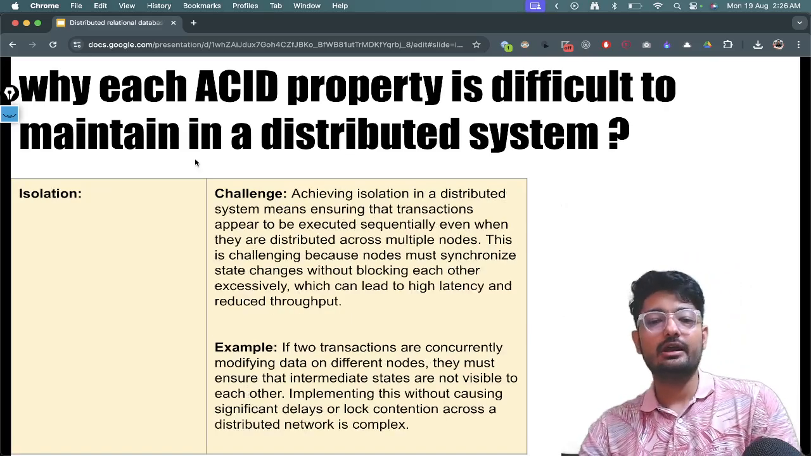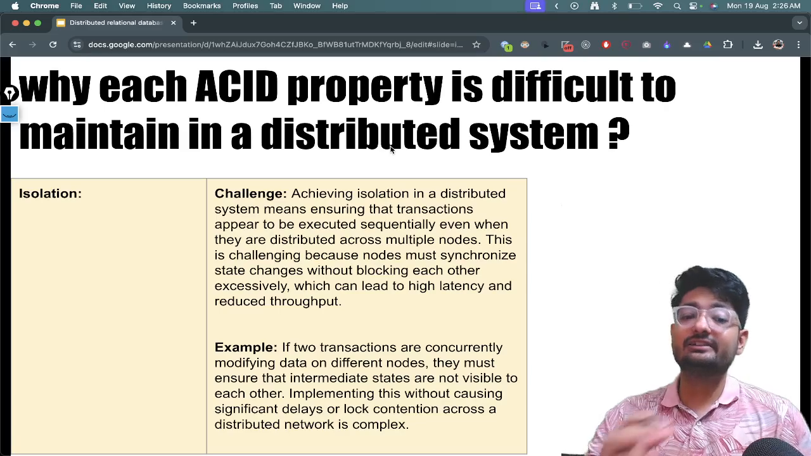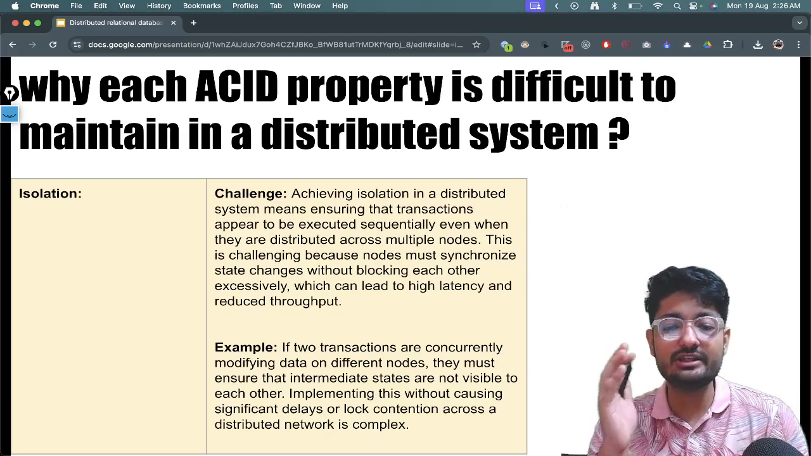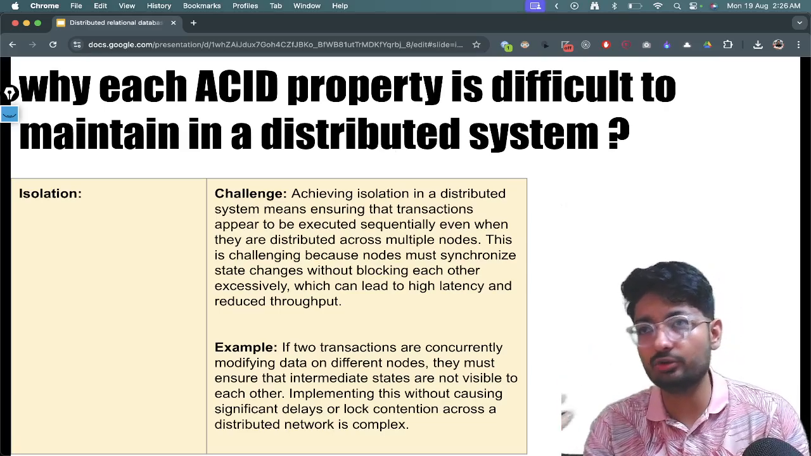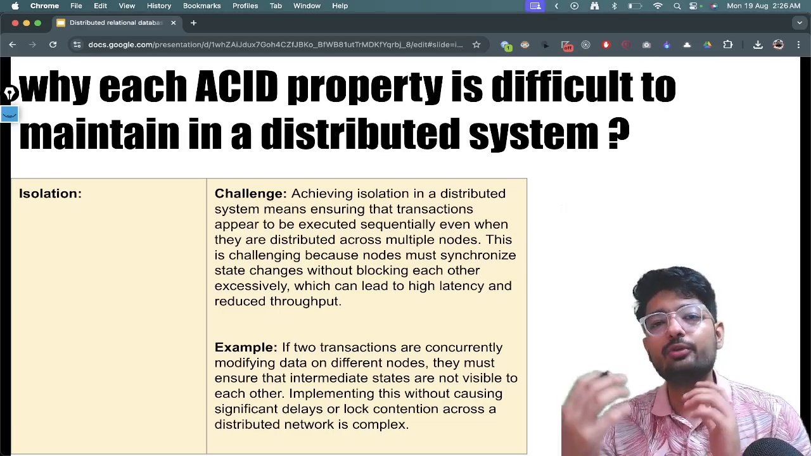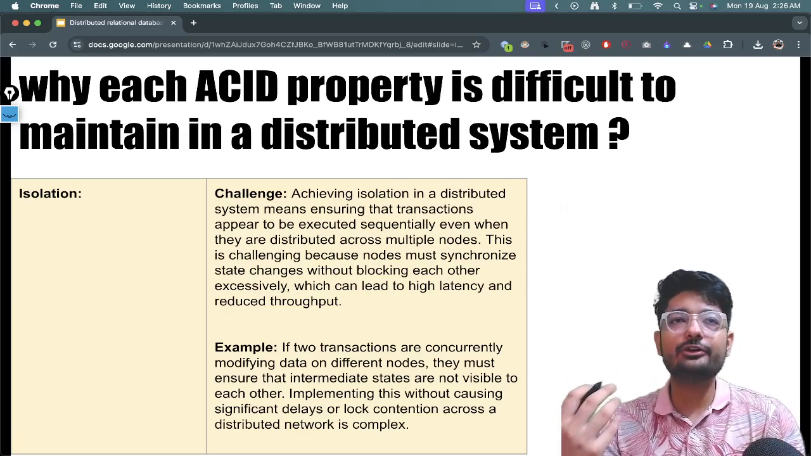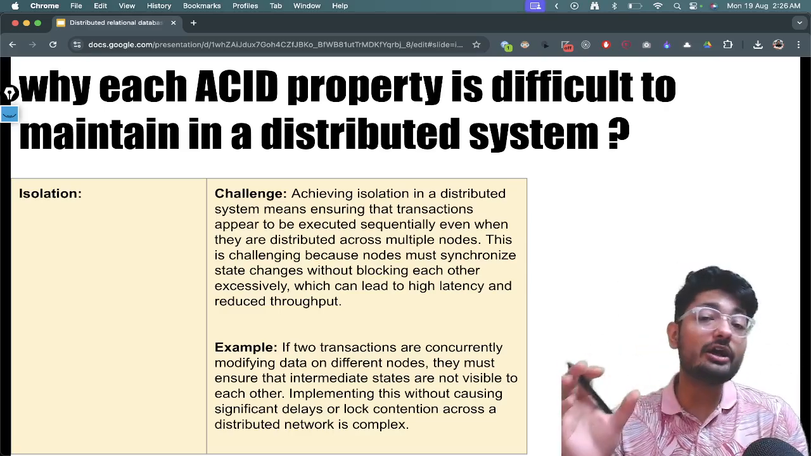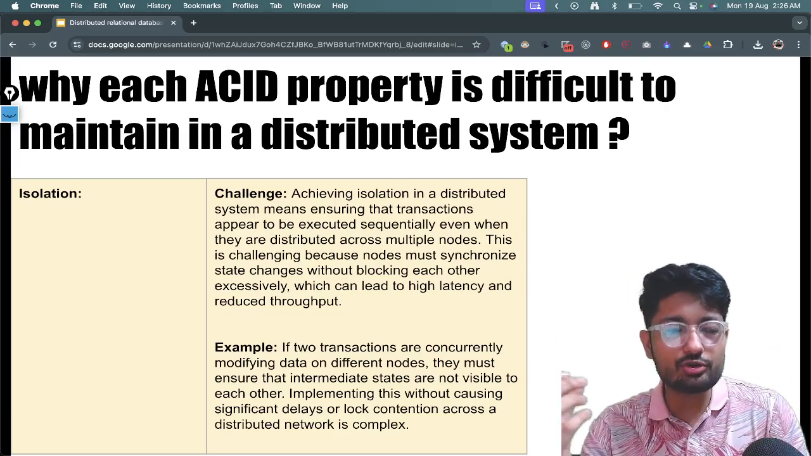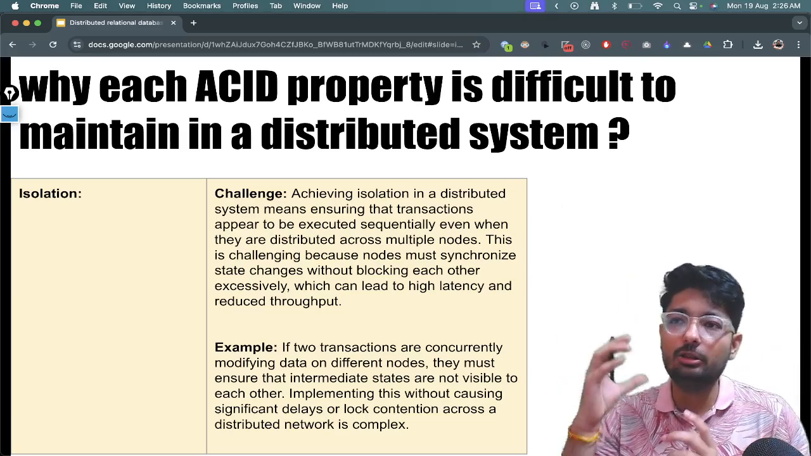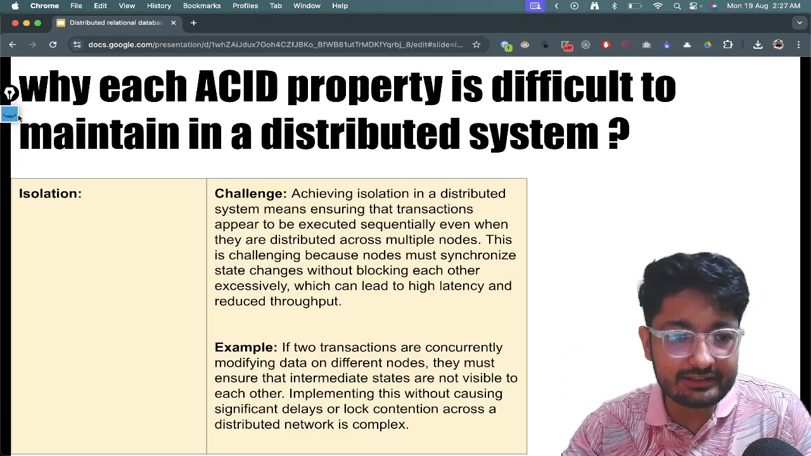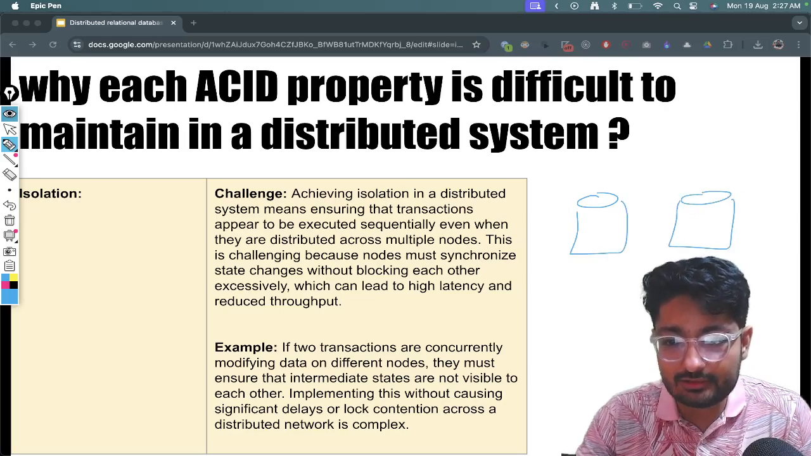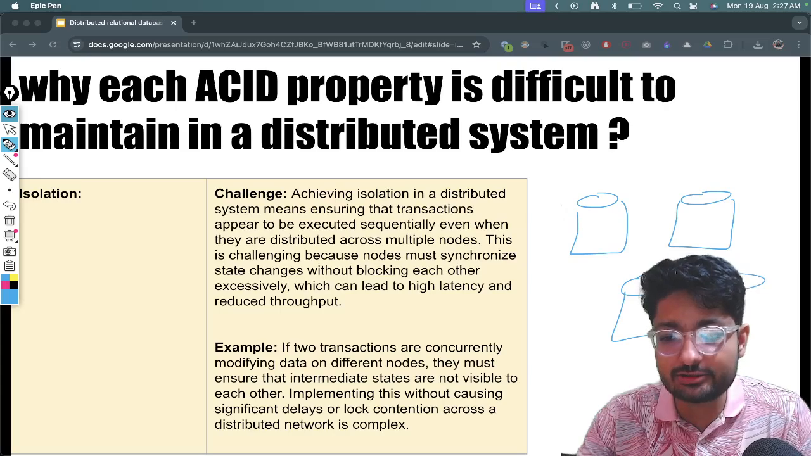Let's say isolation. Achieving isolation in a distributed system means ensuring that transactions appear to be executed sequentially even when they're distributed across multiple nodes. When I'm doing isolation, I have to ensure that whatever I'm doing, no other transaction should be affecting it. But now if there are multiple nodes, I have to ensure that other transactions should also be locked. Let's say I'm doing a transaction on the first server, the other server, the third server. Let's say there are hundreds of servers like this.